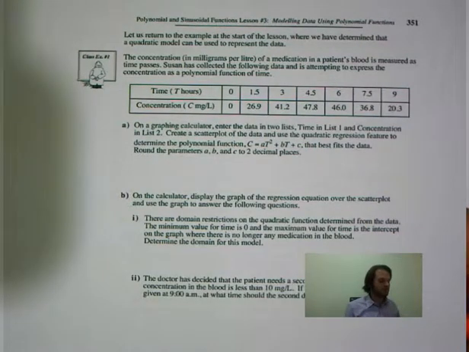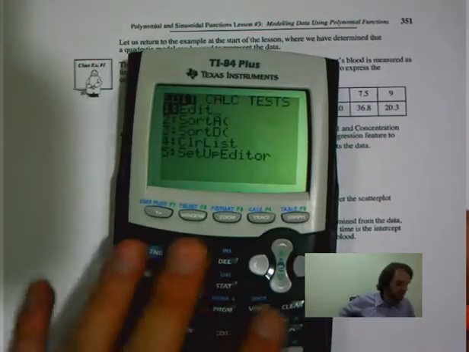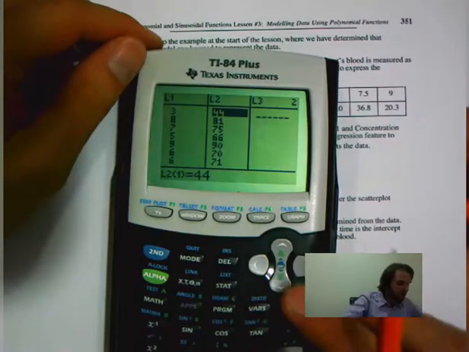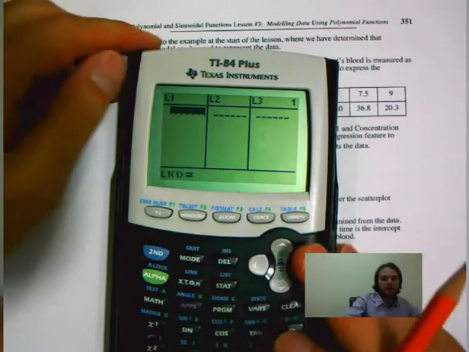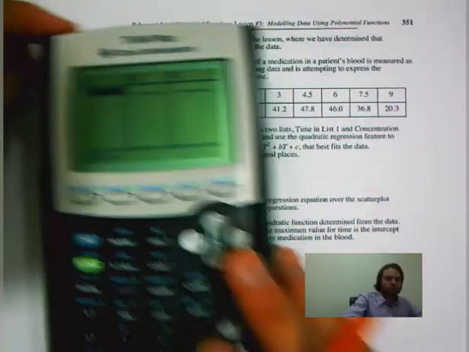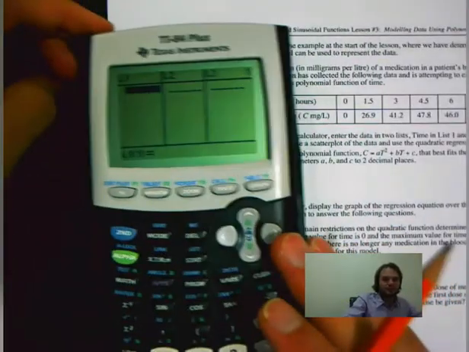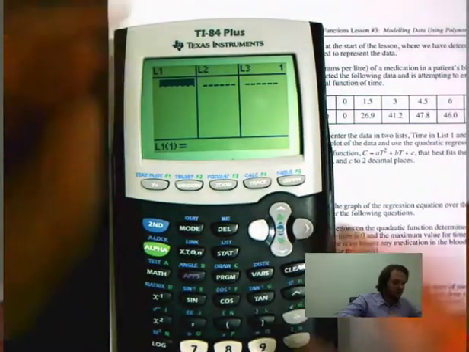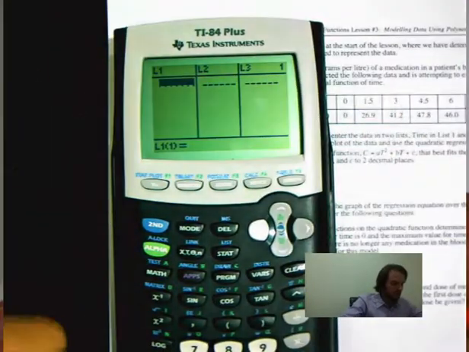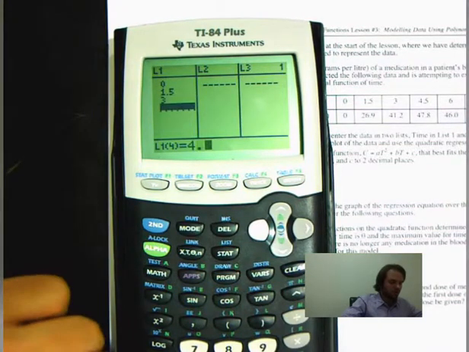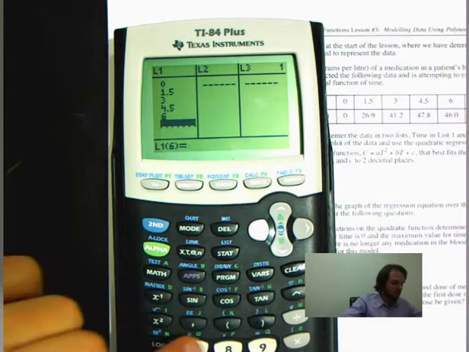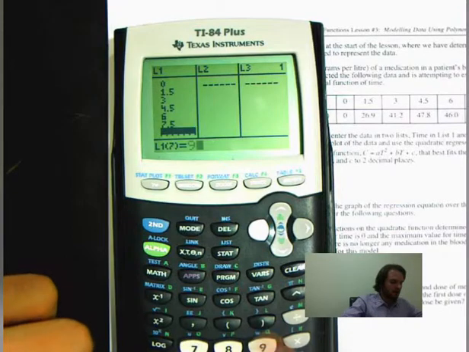Now, let's put all these into my stat list, edit. I had something in here already, so I'm going to clear both lists and start editing it in. So what do we have? I'm just going to move this over so I can see everything. This is my x at the top: 0, enter, 1.5, 3, 4.5, 6, 7.5, and 9.